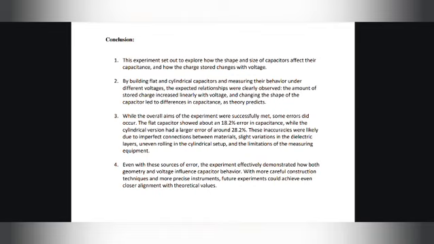These errors probably happened because of imperfect connections between materials. They could also happen due to variations in the dielectric layers. There could have been an air gap while taping the capacitor. And rolling the flat capacitor into a cylindrical capacitor could have caused some errors as well, because the rolling would not be even. And also, basically, all of the above is happening due to human error. We also have limitations in our measuring equipment as well.